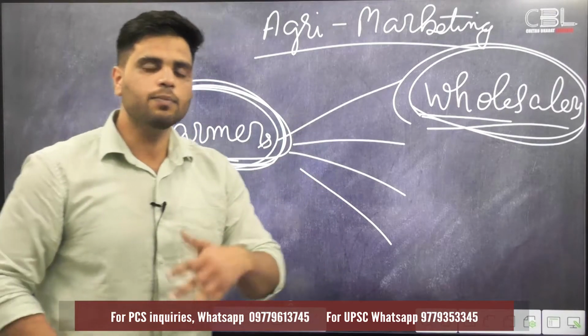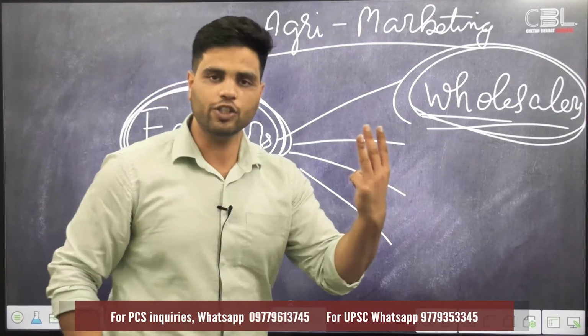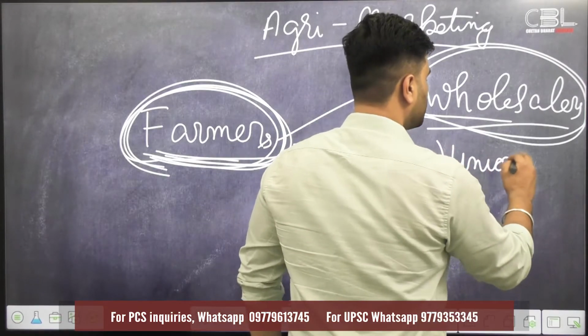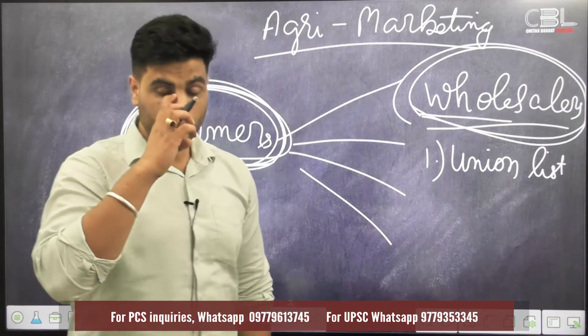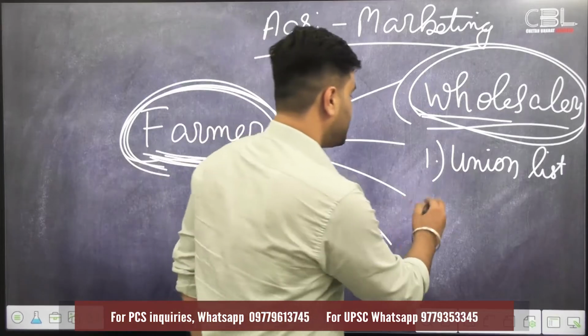As you must have learned, there are three lists under the Constitution of India. One is the Union List. The subjects mentioned in this list are those on which only the central government or Parliament can legislate. Then there is the State List.